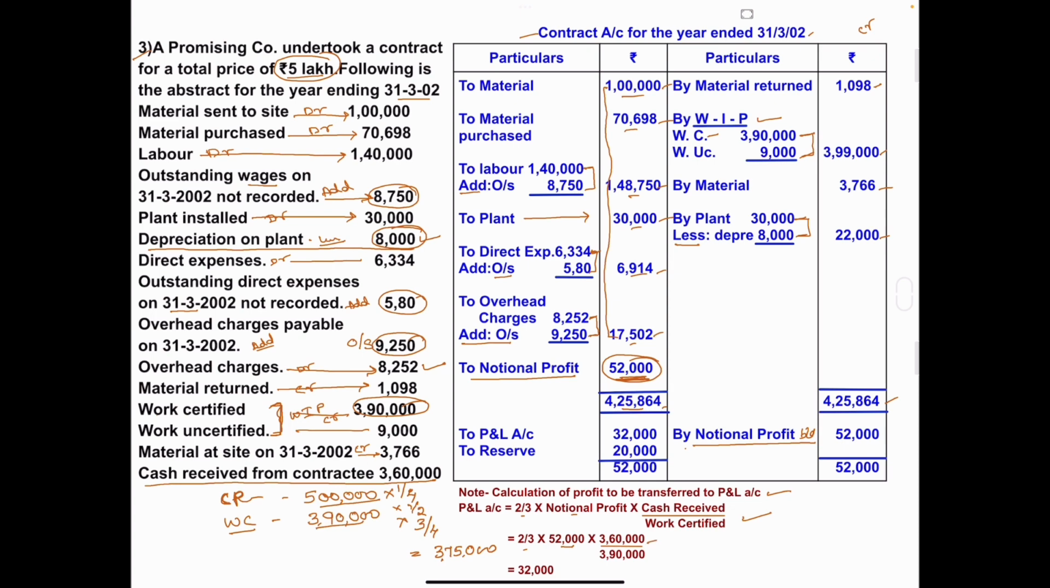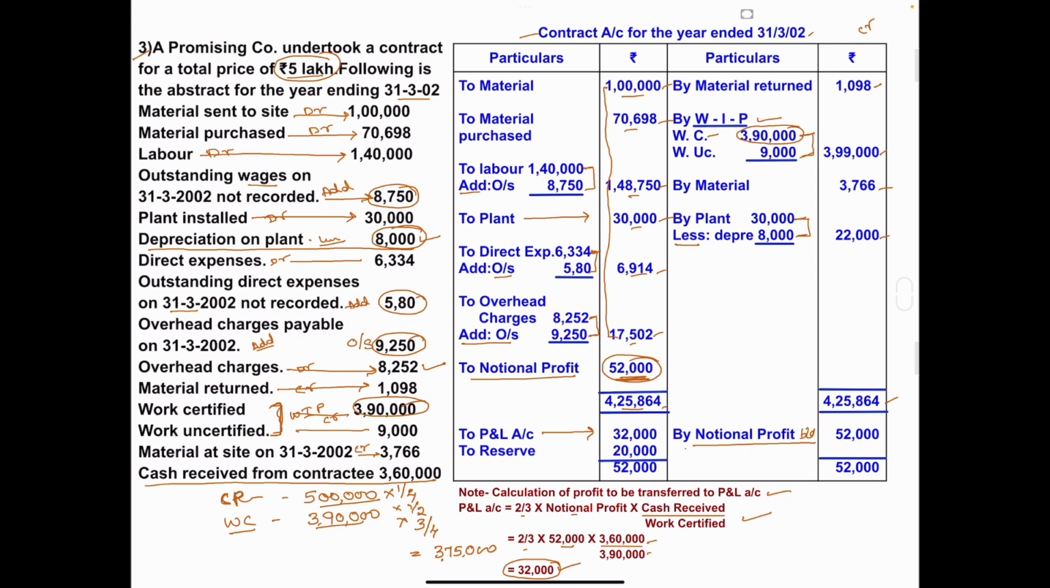Divided by work certified. Work certified amount is 3,90,000. So calculate this. Two-thirds into 52,000 into 3,60,000 divided by 3,90,000, and you will get 32,000. So this 32,000 is the amount transferred to profit and loss account. So in the solution part, write to profit and loss account 32,000.